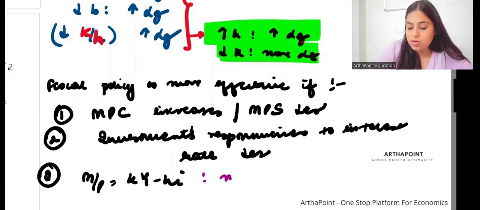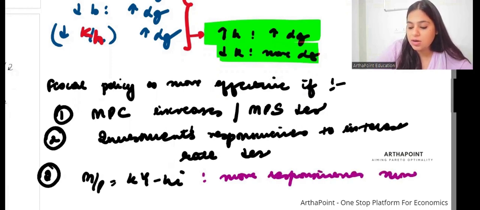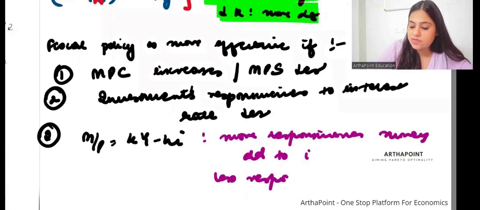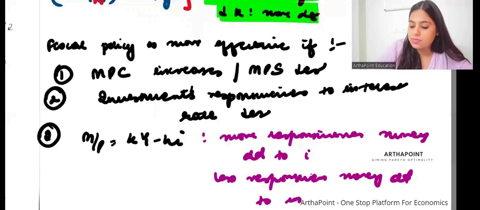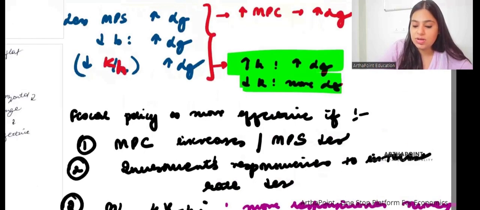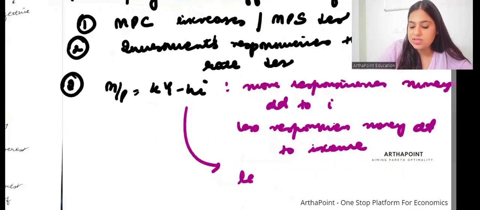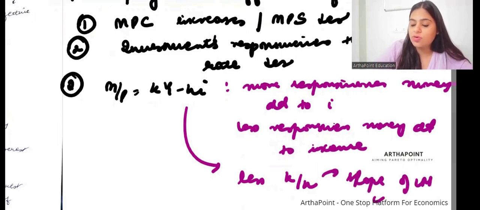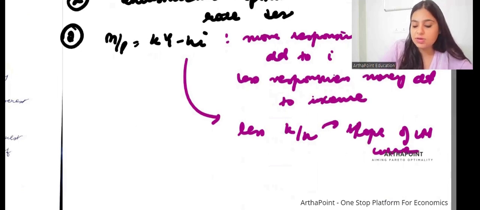So more responsive money demand to interest rate, less responsive money demand to income, because I wanted less K. So this, and otherwise less K by H. This is your slope of the LM curve. Or you can also say the flatter the LM curve.